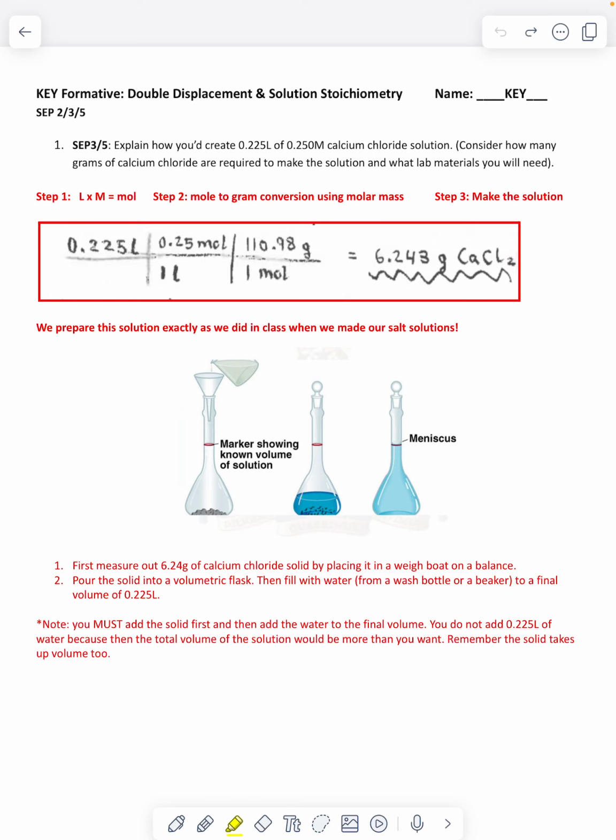Right, I wanted to discuss some of the common errors that I saw in the formative yesterday to try to guide you as you review a little bit more today. So with question number 1, it's asking us to create a solution of calcium chloride.